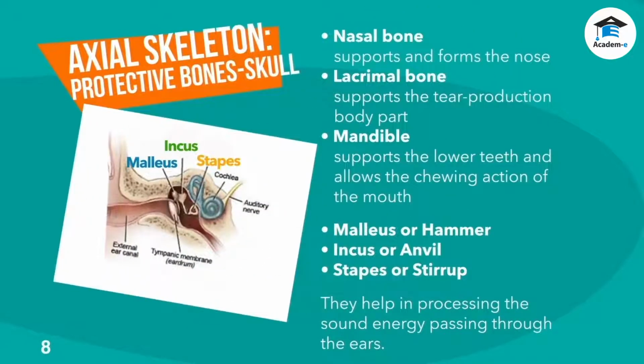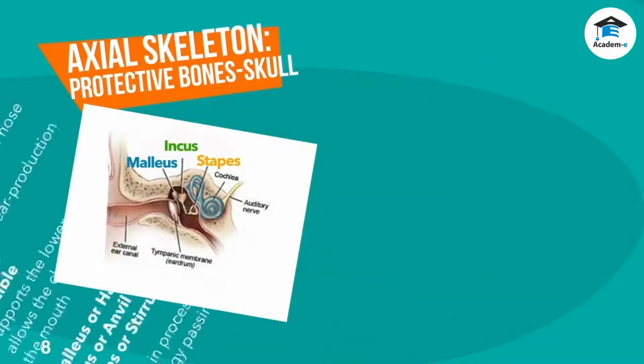The skull houses the smallest bones of the body, which are the malleus or hammer, incus or anvil, and stapes or stirrup, that help in processing the sound energy passing through the ears.